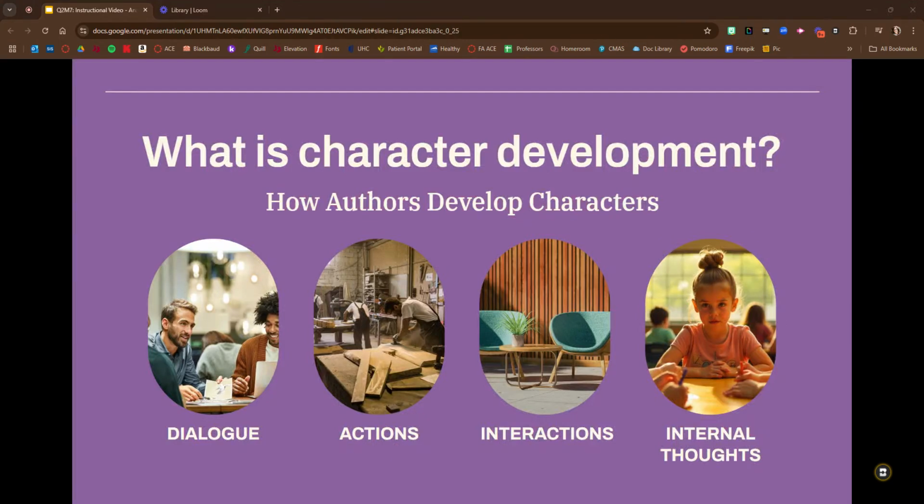Right, so you're being asked to compare how an author is developing these characters, but what is character development? Authors can develop characters in a lot of different ways, and this might sound similar to indirect characterization because it is. Authors develop characters with their dialogue. What are they saying? Who are they talking to? And then through their actions, what is it that they are doing? Through their interactions, how they relate to others, and through internal thoughts. What is it that these characters are thinking or feeling?